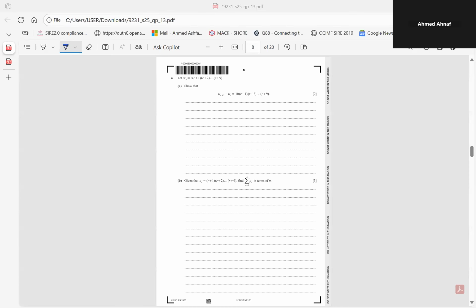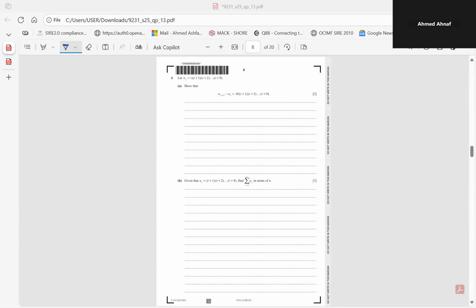Okay, so for this question, we're told to let W subscript r be equal to r times r plus 1 times r plus 2 all the way to r plus 9. And for the first part, we have to show that this result is true for W subscript r plus 1 minus W subscript r. So in order to do this, let's write down the equation on the left-hand side.